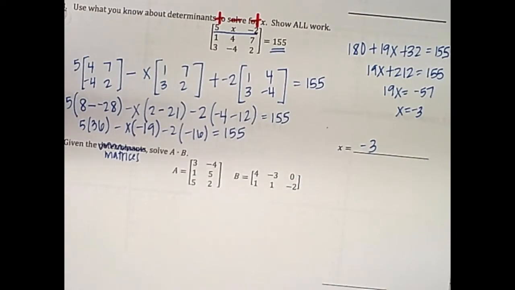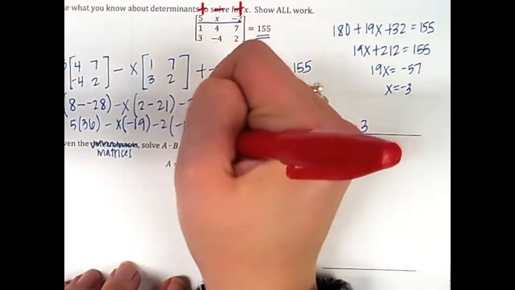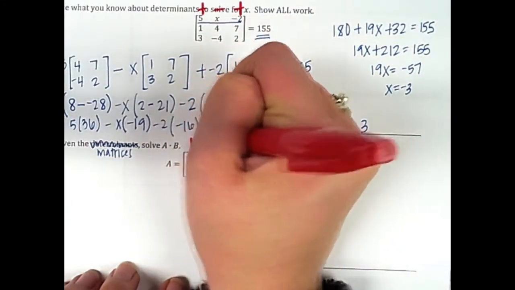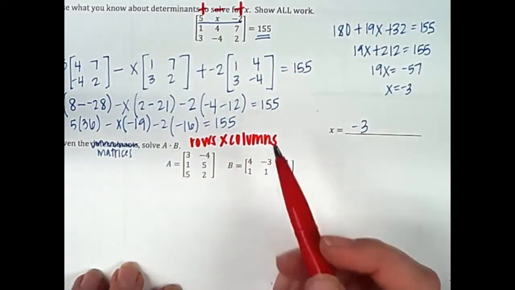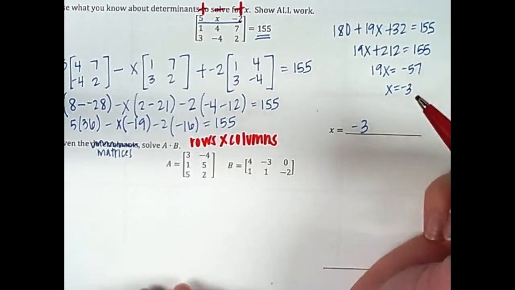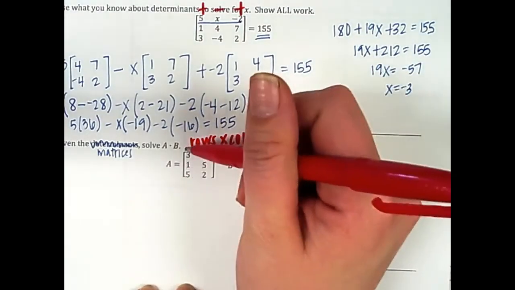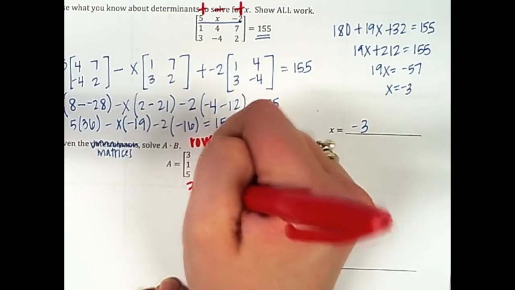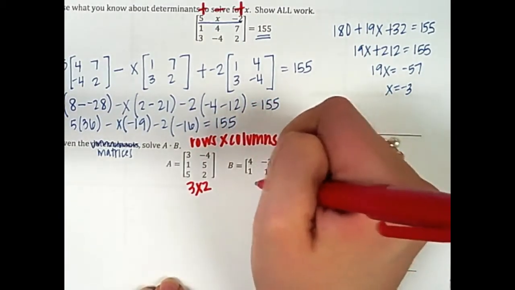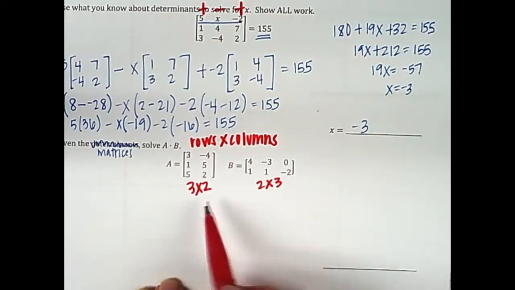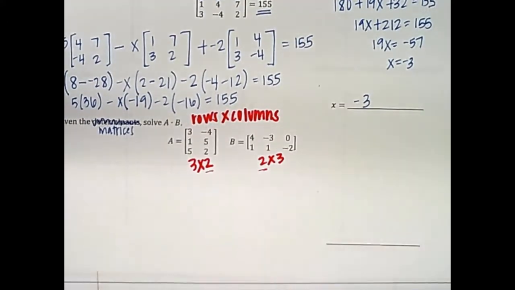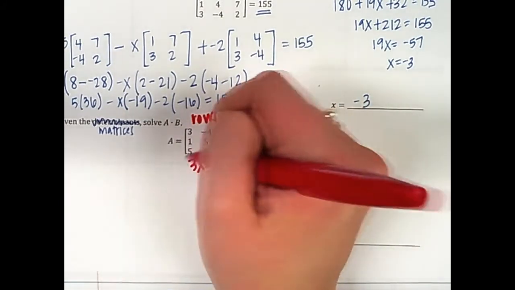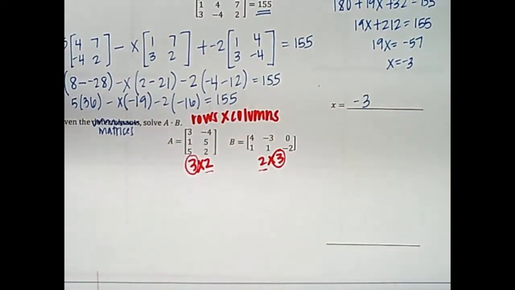Remember, when we are multiplying, you are multiplying your rows by columns. Okay, so let's check to first see if we can actually multiply. This is a 3 by 2, and this is a 2 by 3. Because this 2 and 2 are the same, that tells me I can multiply these. And my result is going to be a 3 by 3 because of those numbers outside there.